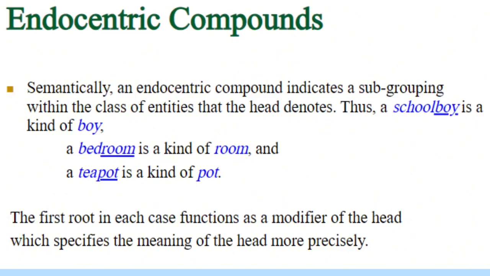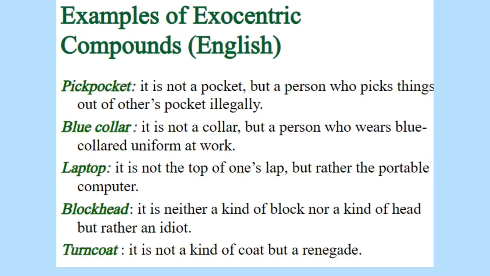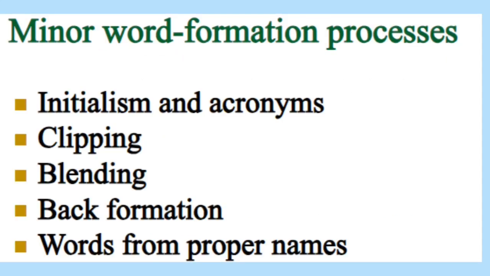Endocentric compounds. Semantically, an endocentric compound indicates a subgrouping within the class of entities that the head denotes. Thus, a schoolboy is a kind of boy. A bedroom is a kind of room. A teapot is a kind of pot. Now, exocentric compounds, examples: pickpocket. It is not a pocket, but a person who picks things out of others' pockets illegally. Blue collar, laptop, blockhead, turncoat. So, these are indirect words.